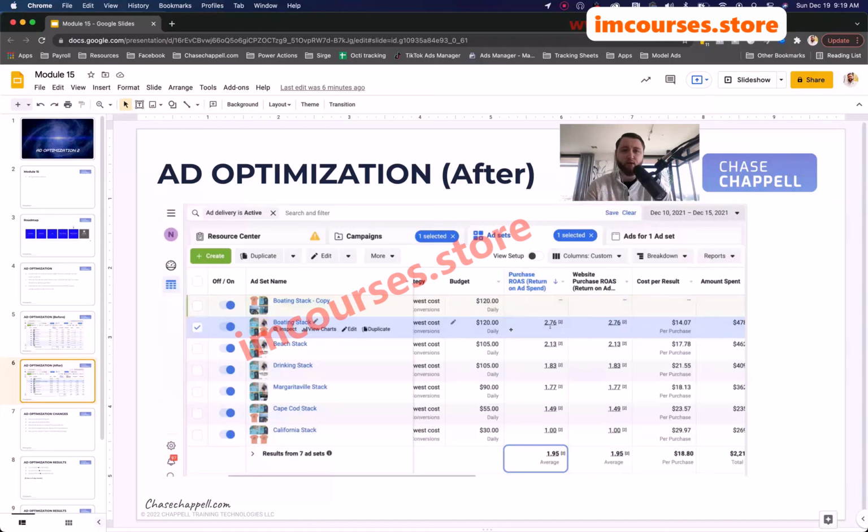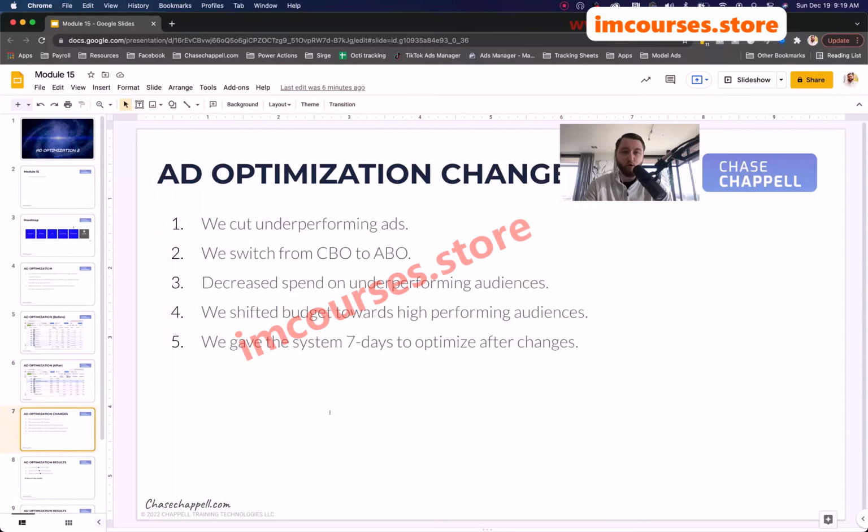So there's an opportunity to get this account even further. We could probably bring this account, just by shifting budget alone, to a 2.2 automatically. Just by shifting some additional dollars over, it's very likely this account would rise to a 2.2 just from moving additional ad spend. And so some of those ad optimization changes were, we cut underperforming ads.